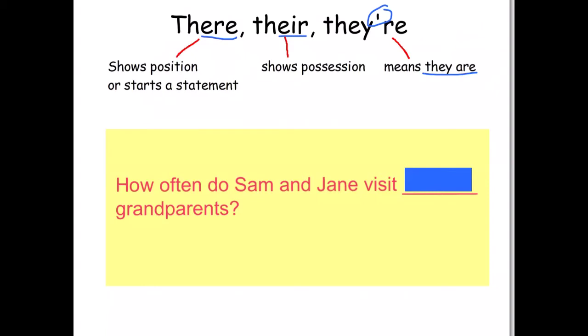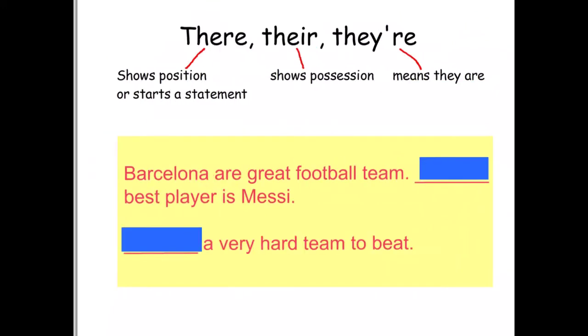So which there would belong in the sentence below? How often do Sam and Jane visit their grandparents? Let's reveal our answer and see if you got the correct homophone. It is their, THEIR, meaning it is possession, because the grandparents belong to Sam and Jane, showing that it's their possession. Our definitions will remain at the top of our slide to help us.